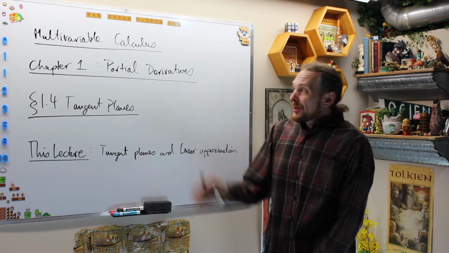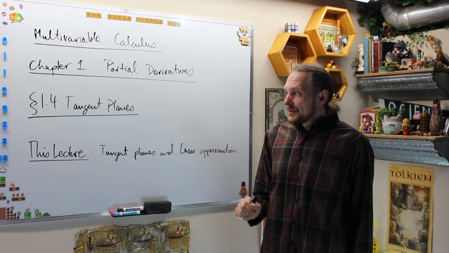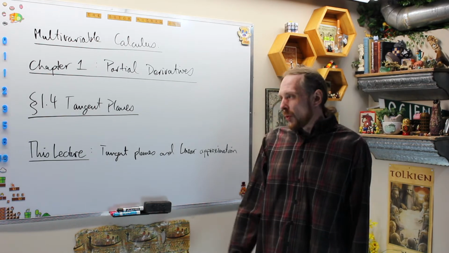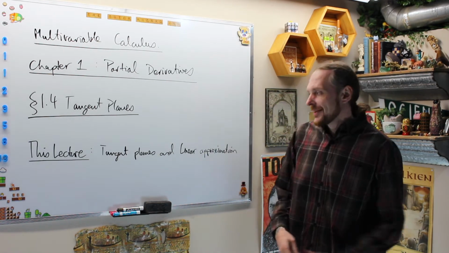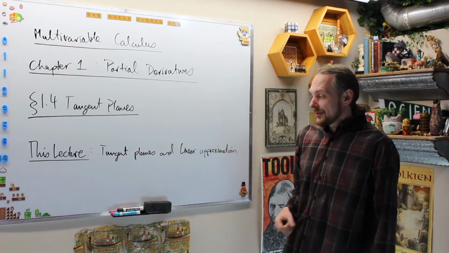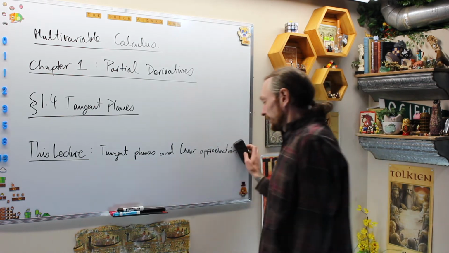What are we doing today? We're doing the multivariable calculus series. We're in chapter 1, partial derivatives. We're doing section 1.4, which is tangent planes and linear approximation. And this lecture specifically, we're going to do tangent planes and linear approximation. Let's get to it.